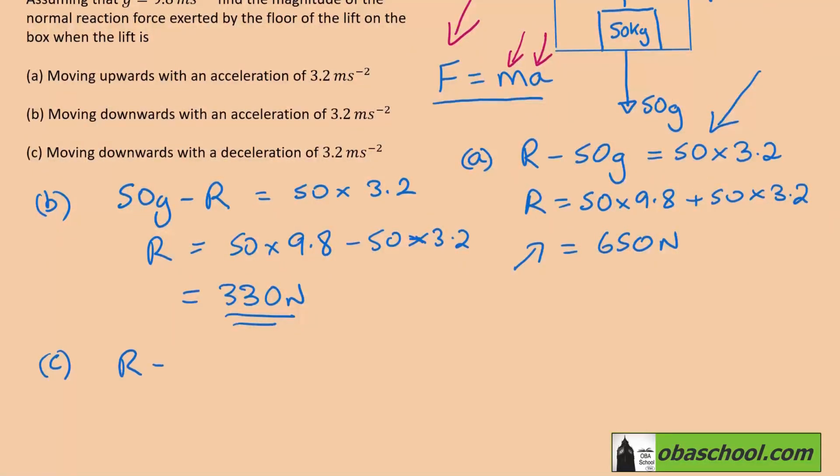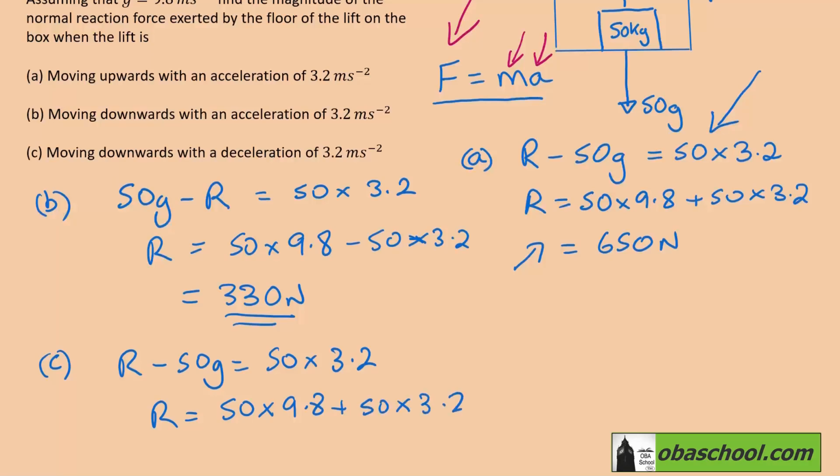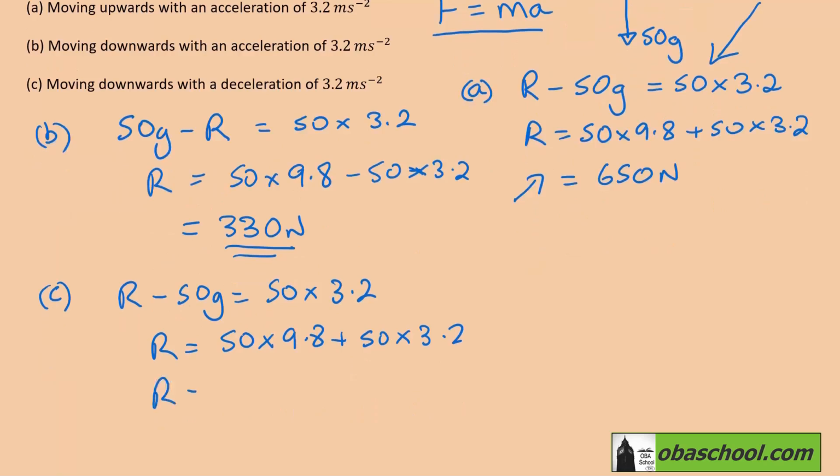It will be R minus 50g is 50 times 3.2. So R would be equal to 50 times 9.8 plus 50 times 3.2, giving us that R is, once again, 650 newtons.